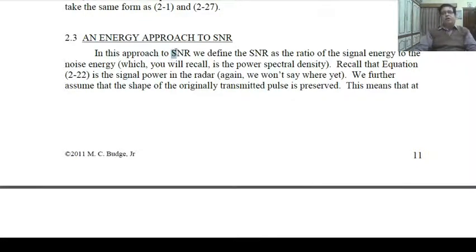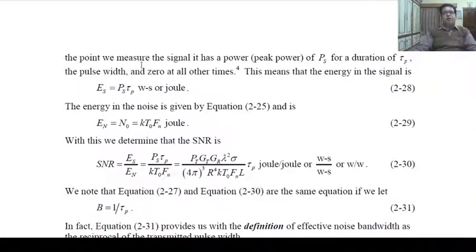In this approach, we define SNR as the ratio of signal energy to the noise energy, which you will recall is the power spectral density. Recall that equation 2.22 is the signal power in terms in the radar. Again, we won't say where yet. We further assume that the shape of the originally transmitted pulse is preserved. This means that at the point we measure the signal, it has a peak power of PS for a duration of tau p, the pulse width, and 0 at all other times. This means that the energy in the signal is ES equal to PS tau p.